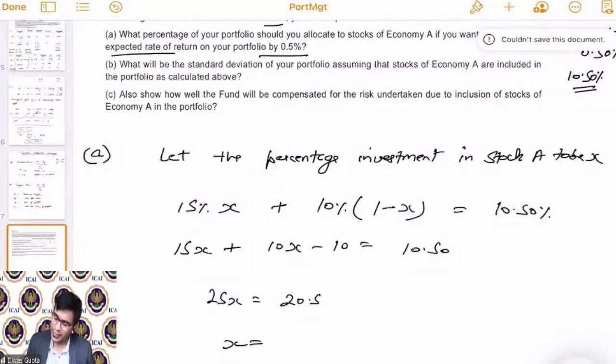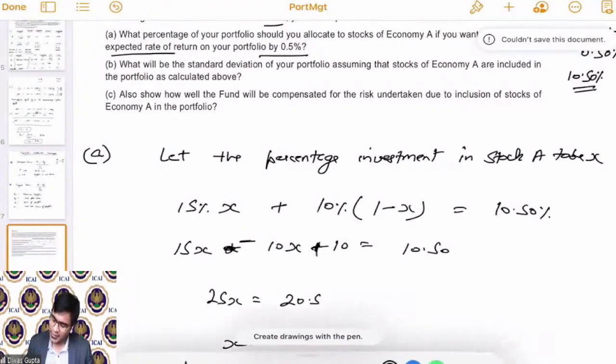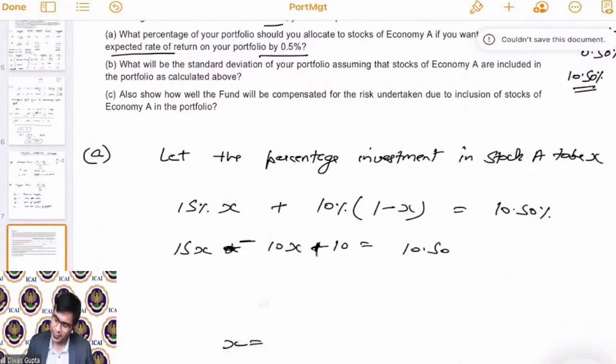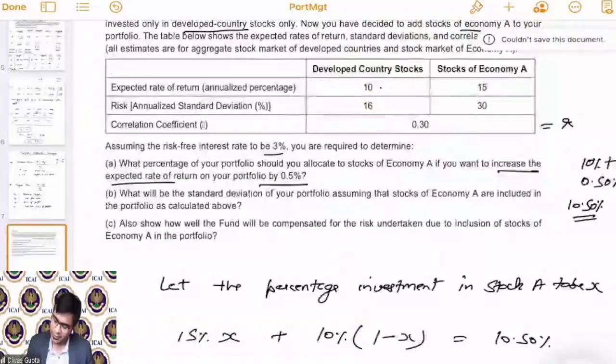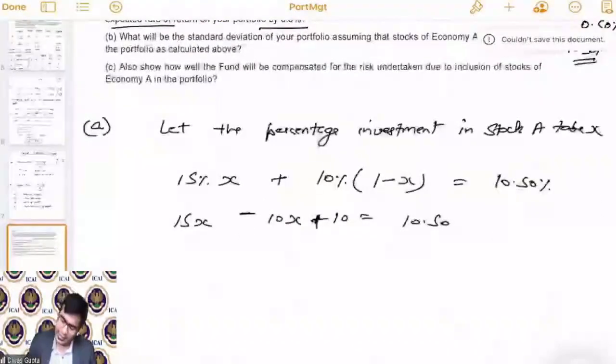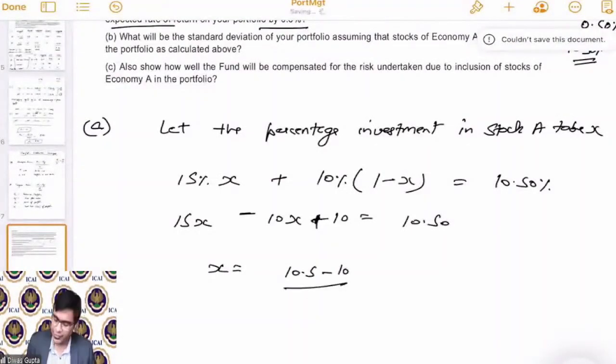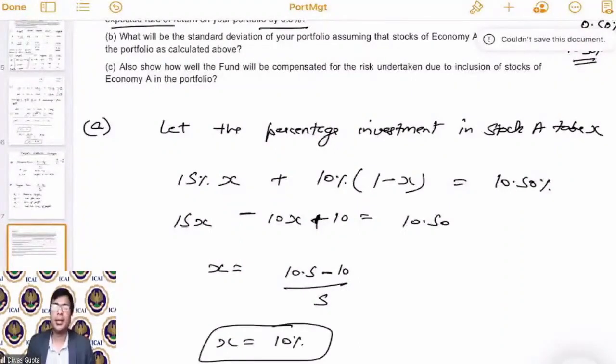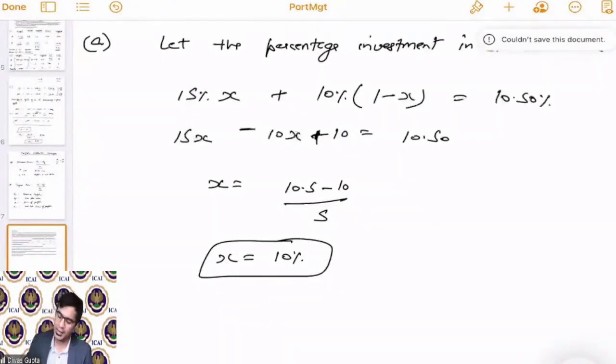Oh, sorry, I did one thing wrong. This is actually minus and this is plus, the signs while opening the brackets. And hence the x comes out to be 10.5 minus 10 divided by 5. So hence x is equal to 10%. So as per the condition given, 10% of our total investment of the portfolio should be as investment in economy A.